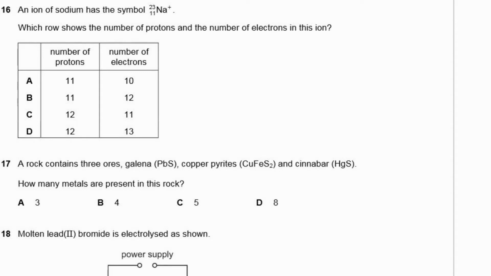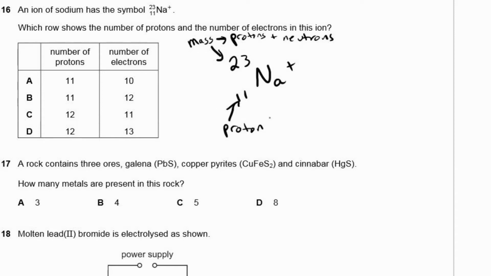Question 16. An ion of sodium has the symbol Na plus with 23 and 11. Okay, so we have Na plus 23 and 11, just so you can see it better. Now this is the mass number, and that contains the protons plus the neutrons. That's the mass of the nucleus. This here is the proton number because it contains the protons.